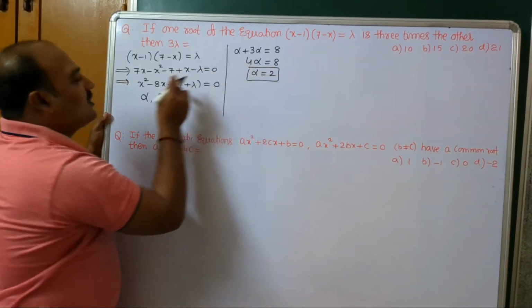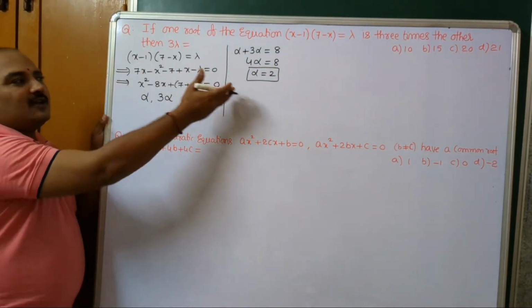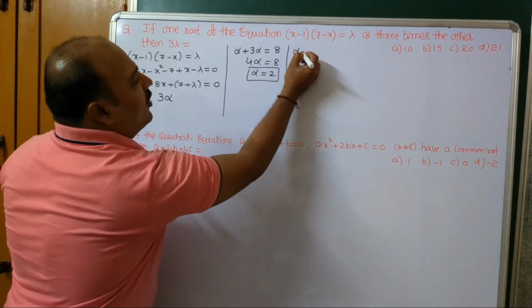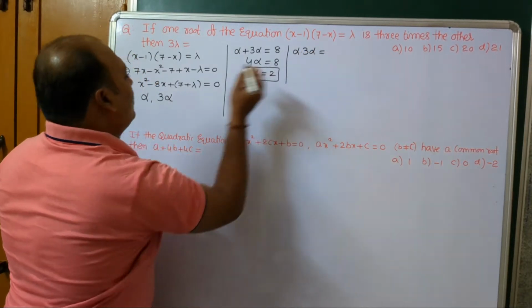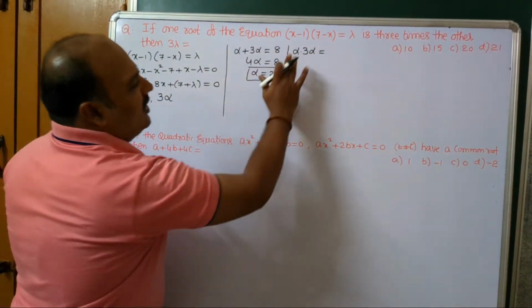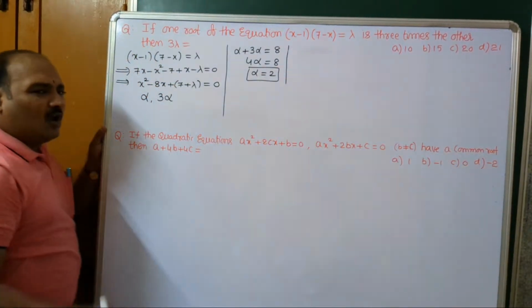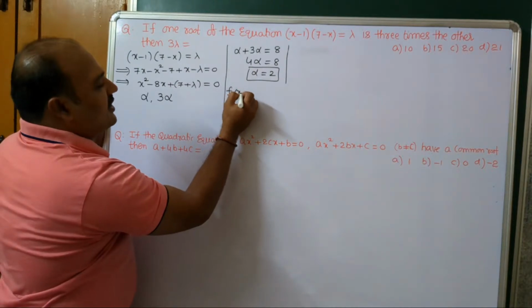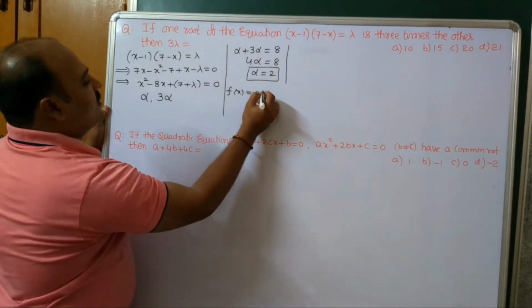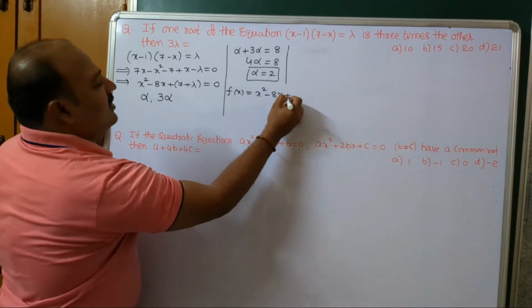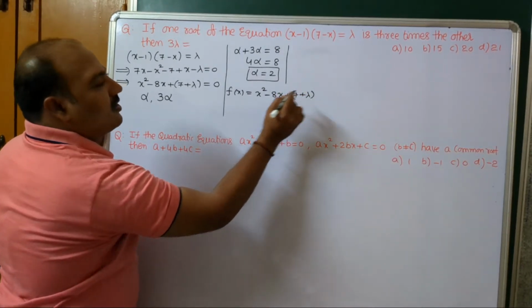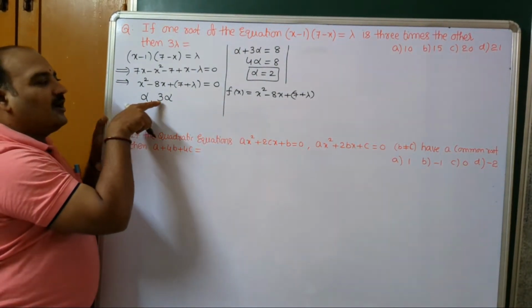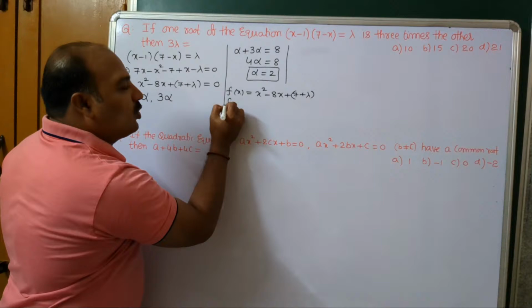Alpha being 2 means it is a root of the quadratic equation. Now, product of the roots: alpha into 3 alpha is equal to lambda plus 7. But what is the need of taking this one? No need. See how it is. Alpha is equal to 2, substitute in this equation. f of x is equal to x square minus 8x plus 7 plus lambda. Whenever alpha equal to 2 is a root, with the other root 3 into 2, 6, f of 2 is equal to 0.